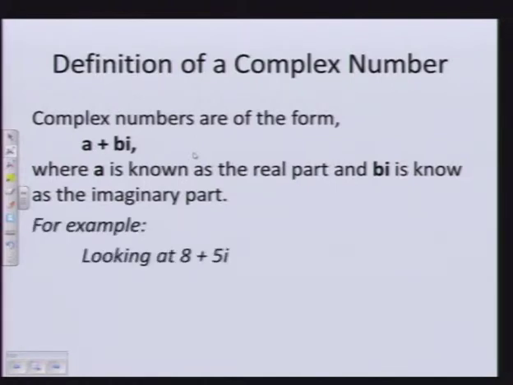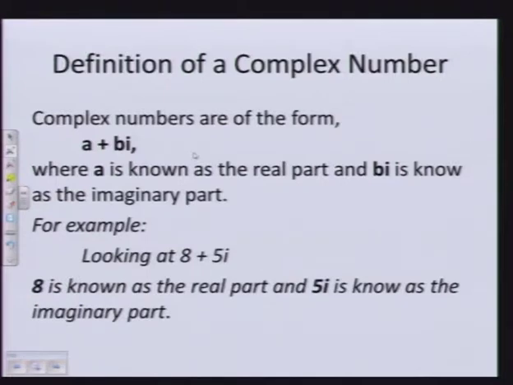So let's look at an example here. If we look at 8 plus 5i, what we're going to notice here is that the 8 is our real part. Okay, so we have a real number there. It doesn't have an i associated with it, so our 8 is known as the real part there. As we look here as well, we're going to see that the 5i then is going to be known as our imaginary part of this complex number.